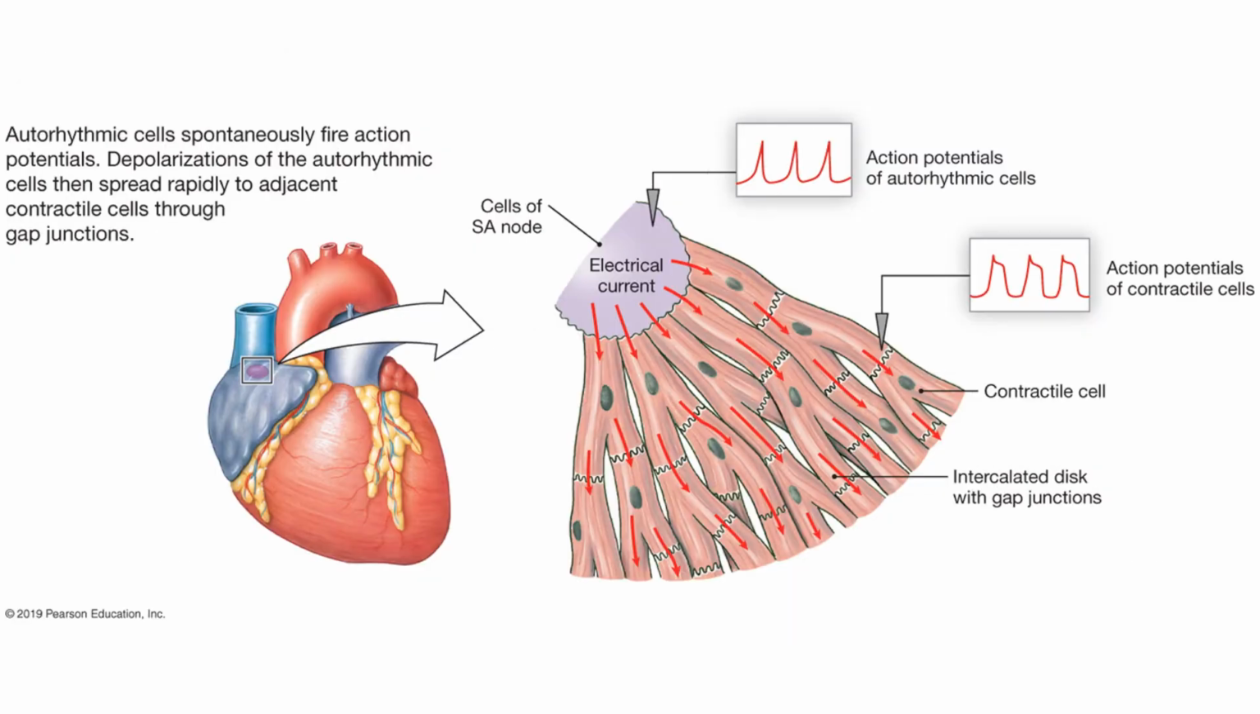contracting. So as you can see right here, those autorhythmic cells, like your SA node, for example, they are going to go through that action potential that we just discussed together, and those electrical signals are going to pass through the gap junctions that you have to the contractile cells. Once the contractile cells receive those electrical messages, they are going to initiate their own action potential. And then the muscle is going to start contracting.